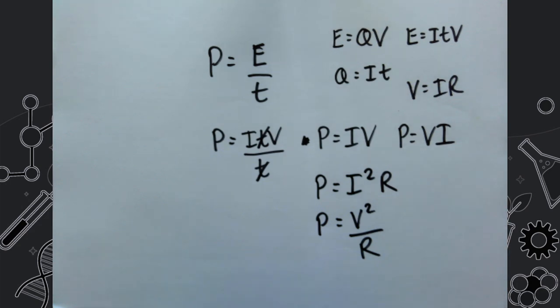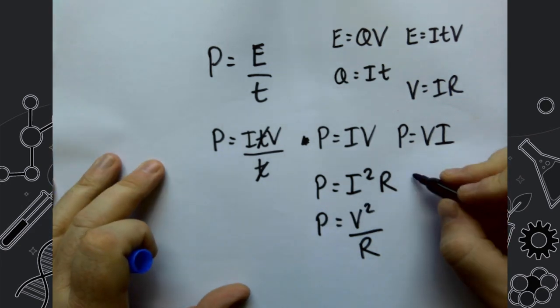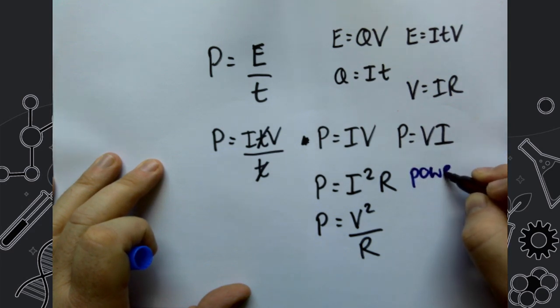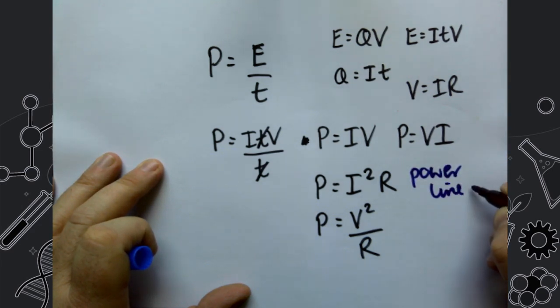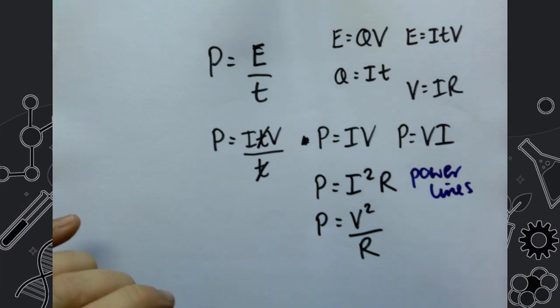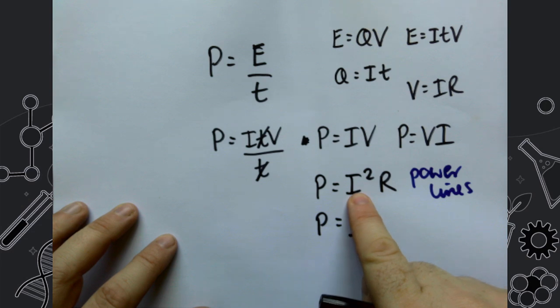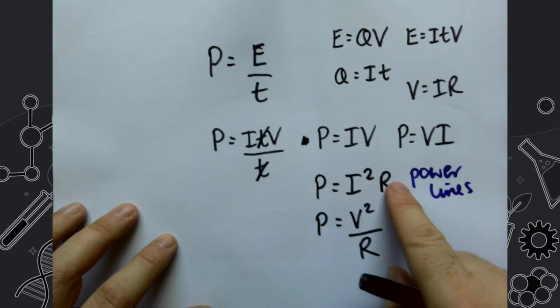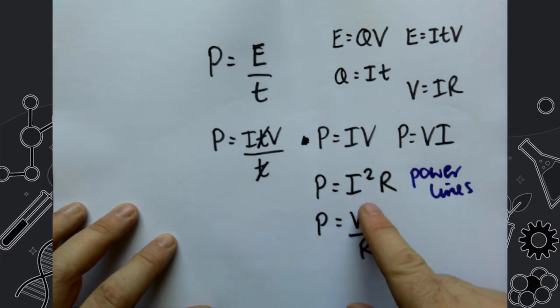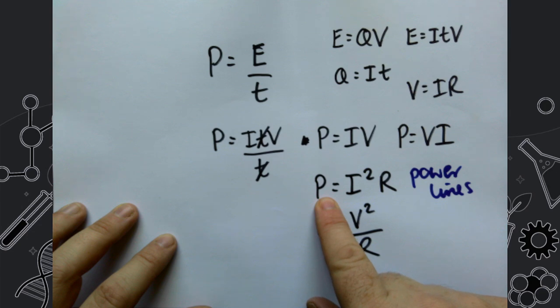This one here, you're going to link mainly to power lines in the national grid. Using transformers, you go to really high voltage and really low current. If this I value is lower, then because of the resistance in the wire, we'll come on to that in a second, the power losses are low.